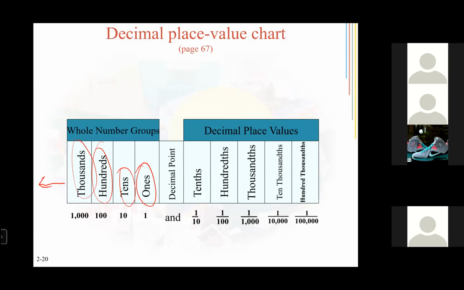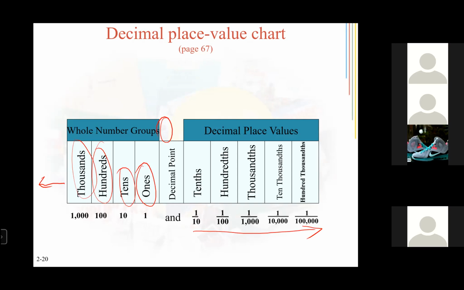And so the next place after thousands would be what? If we went further to the left, what would be the next place? 10,000. Then 100,000, then millions, and so on. And so the decimal point is your dividing line. And everything to the right of the decimal point now is representing fractions. And these fractions have powers of 10 as their denominator.